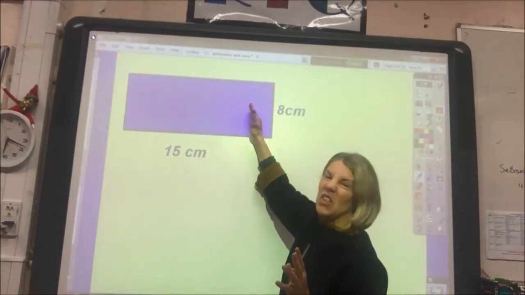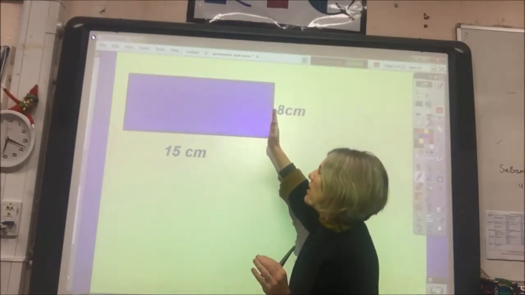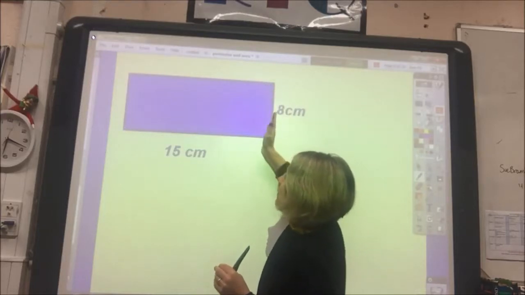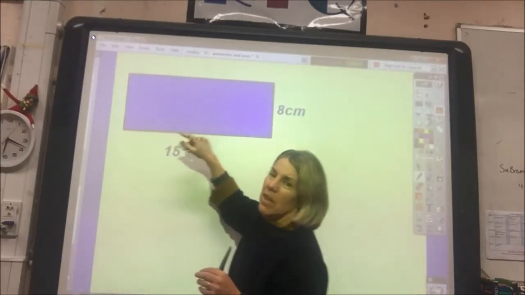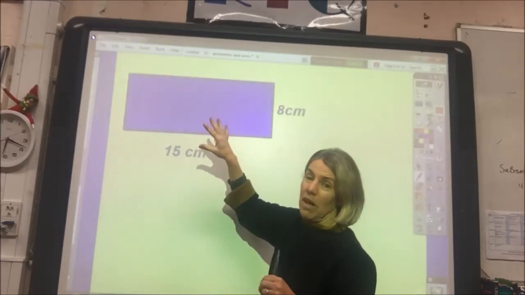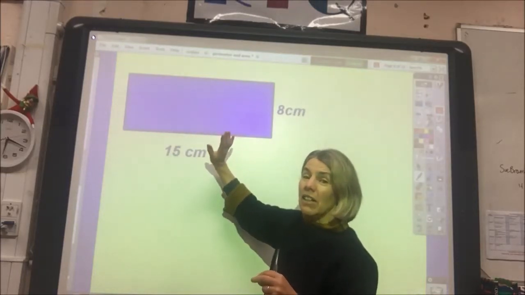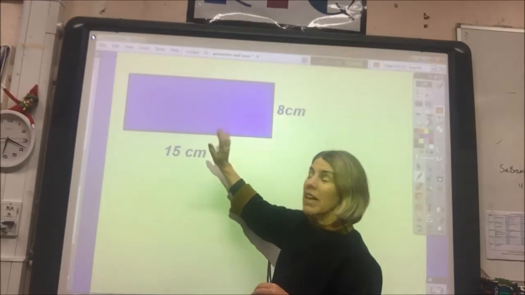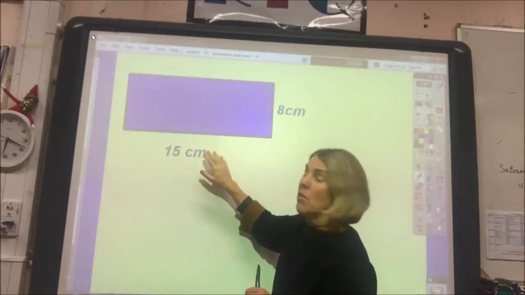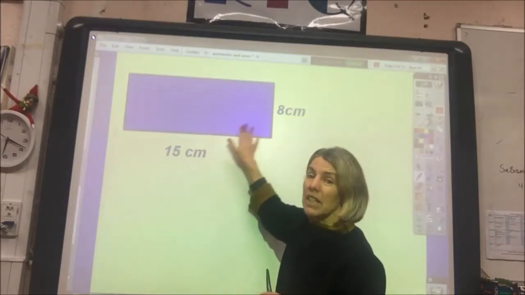Okay? Did you like that? It's a very good shortcut. So we actually have 8 rows and 15 columns. So we're going to have lots and lots and lots of tiny boxes inside that square. And to find out how many tiny boxes you've got inside that square, each box being a centimetre by 1 centimetre, we're going to just multiply these two numbers together.